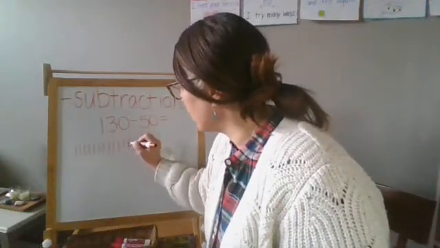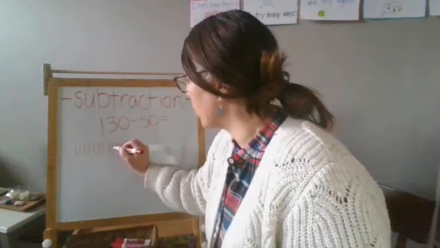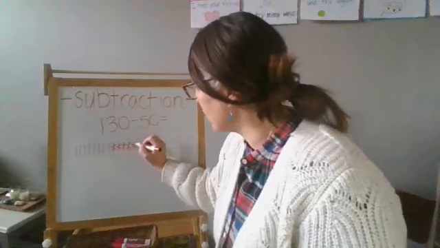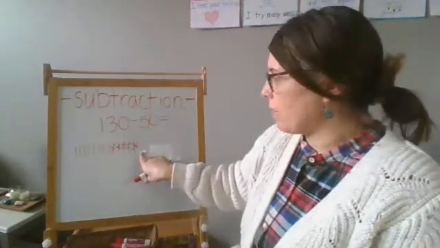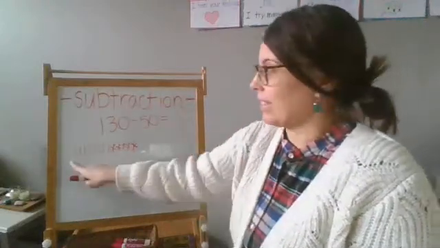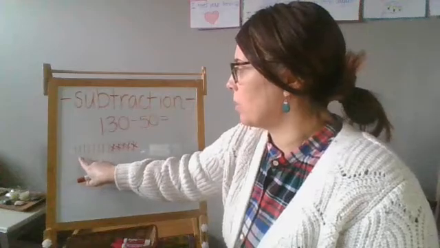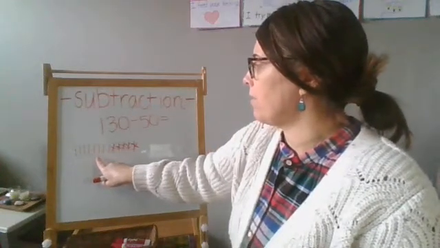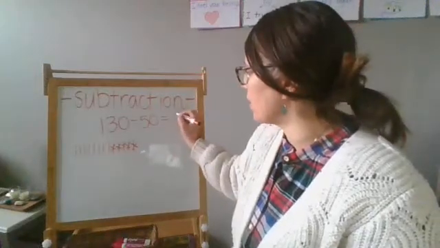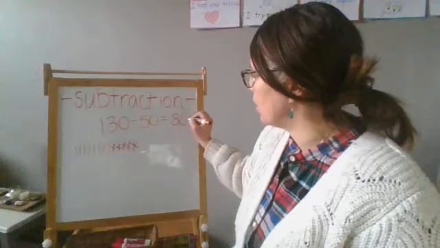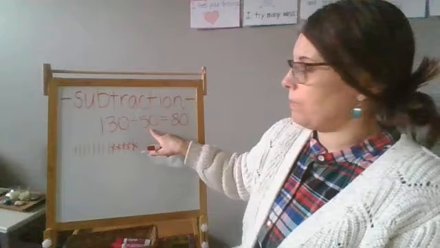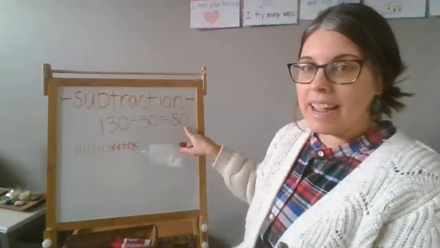10, 20, 30, 40, 50. Okay, take away 50. You can't really see that X in the picture. I'll just make it a little darker. Okay, take away 50. Okay, what's step 3? See how many are left. Let's count. 10, 20, 30, 40, 50, 60, 70, 80. There's 80 left. So we're going to write that answer here. The difference. Remember, the answer in subtraction is called the difference. 130 minus 50 equals 80.